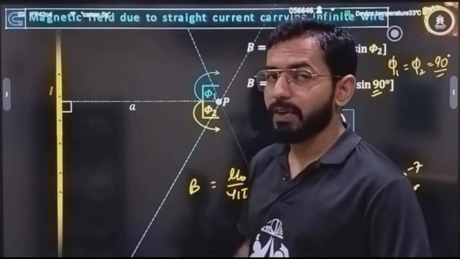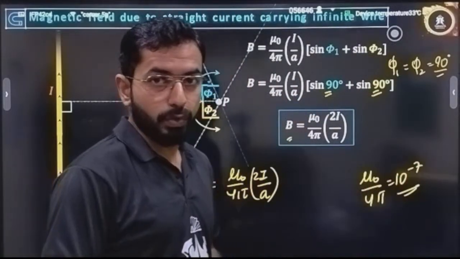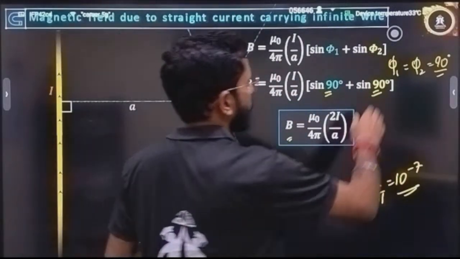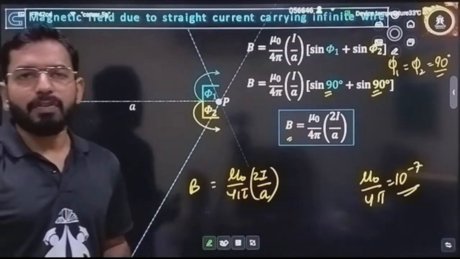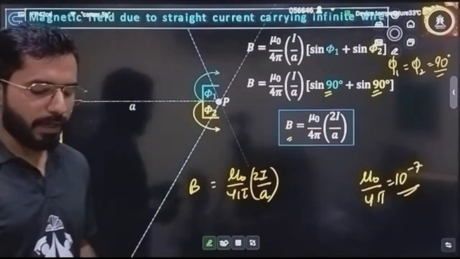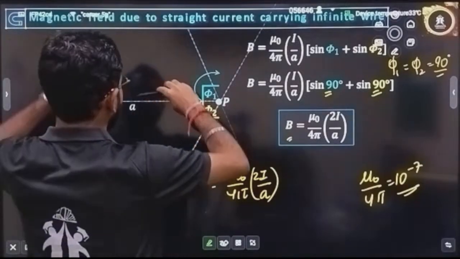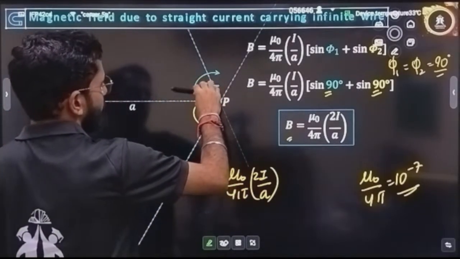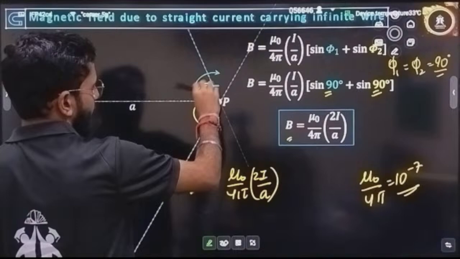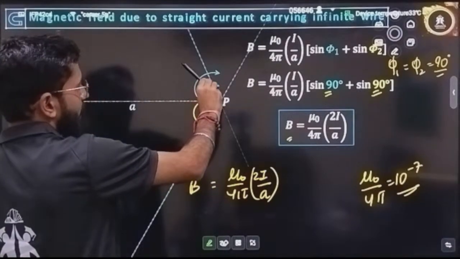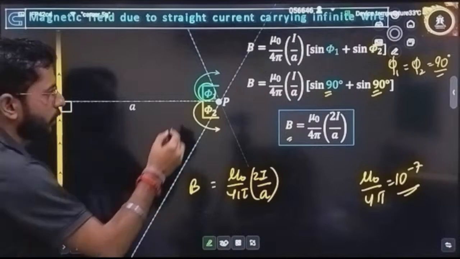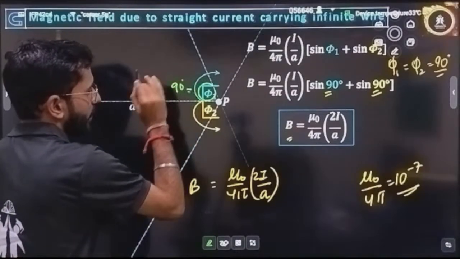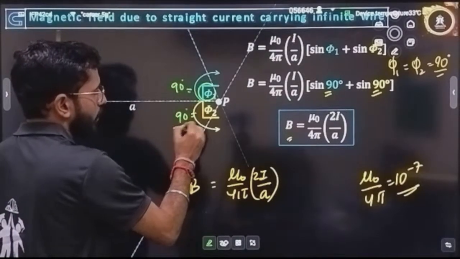Let's suppose for an infinite wire, if someone is talking about the magnetic field due to an infinitely long wire, what will it be? It is a very simple result, students. We always say that whenever there is an infinite wire, for infinite distance, what will this phi 1 be? This phi 1 will be increasing. Here, what is phi 1? 0. But at infinite distance, it will be tending to what? Pi by 2. It will be tending to what angle? 90 degree. So phi 2 will also be tending to 90 degree.